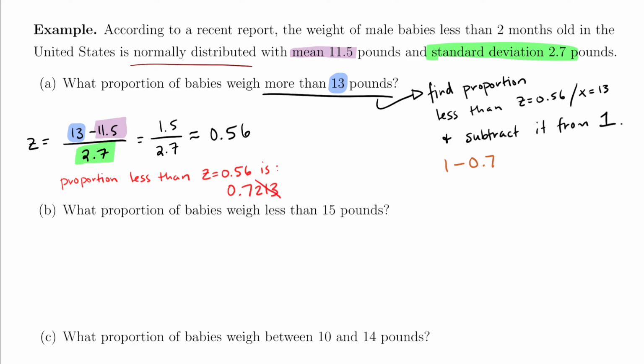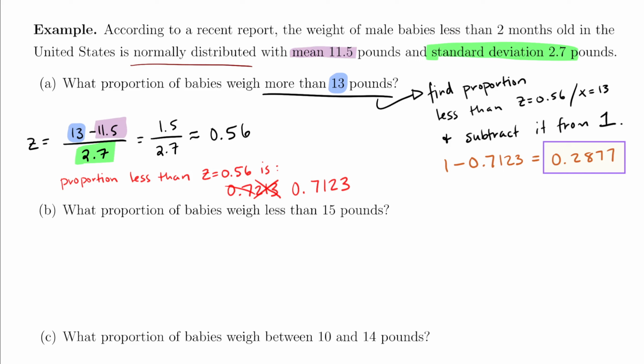And here I realize I wrote these out of order. It's 0.7123, so let's correct that, and then we'll write that as we subtract. When we subtract that from 1, we get the value 0.2877.